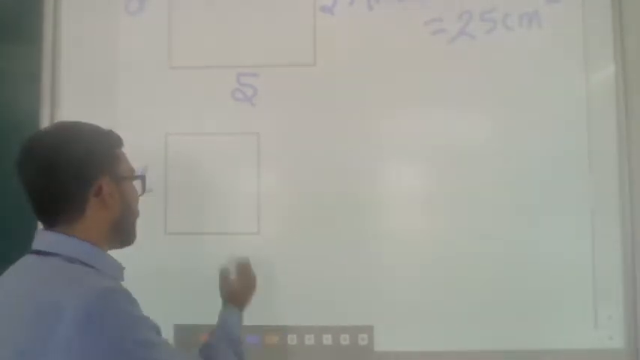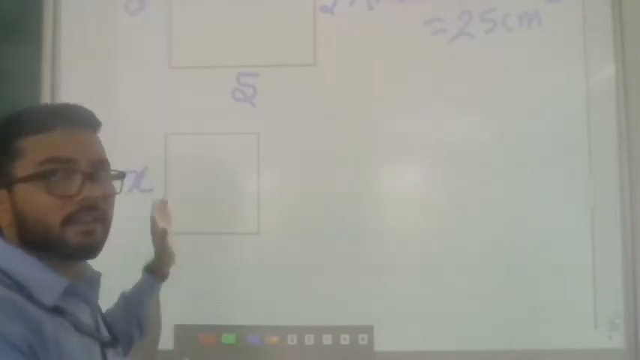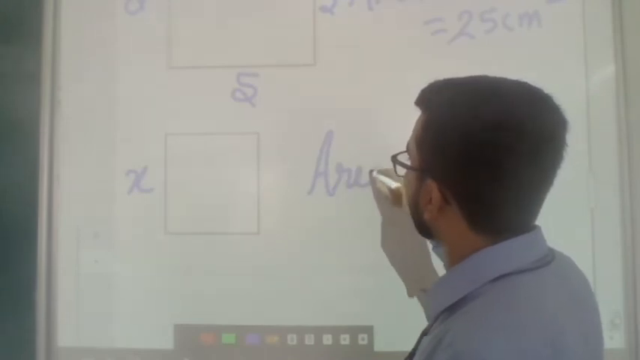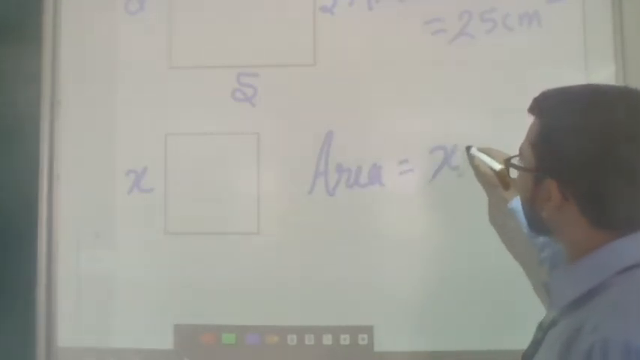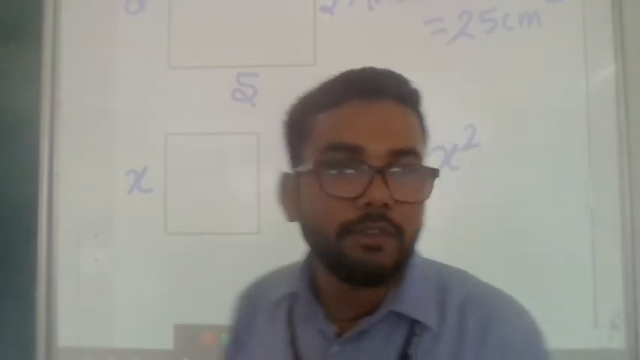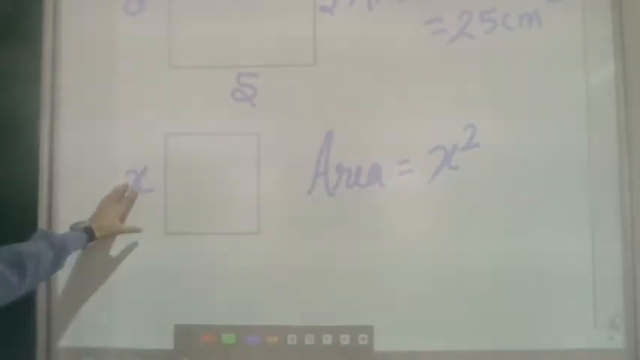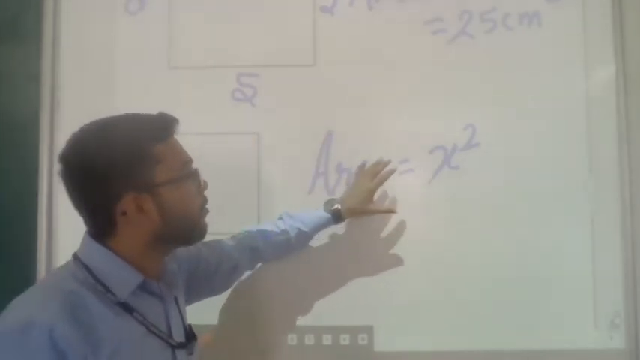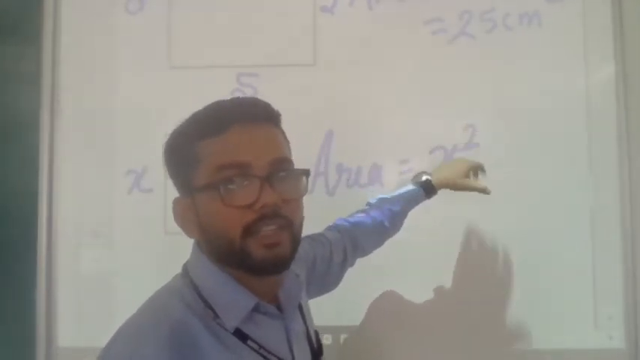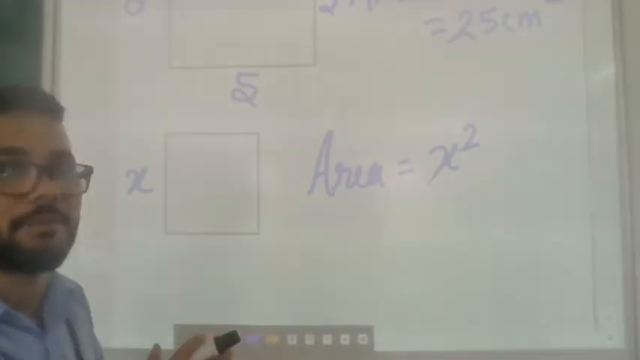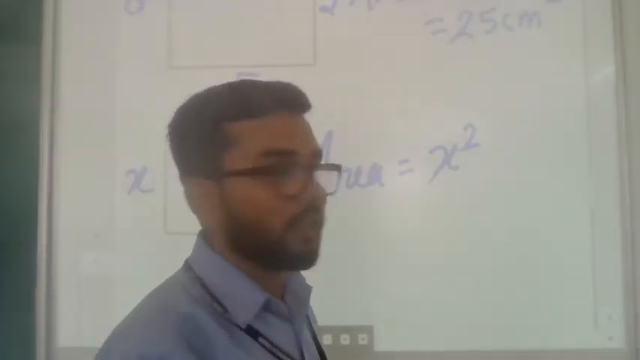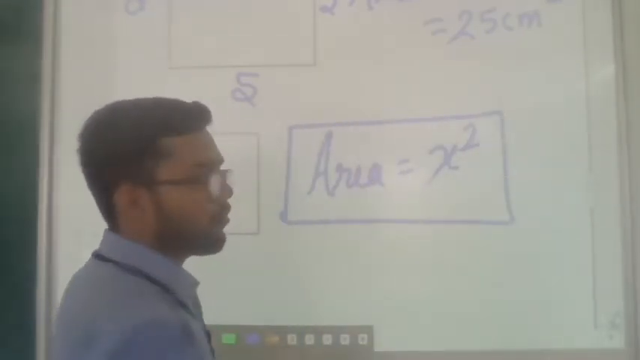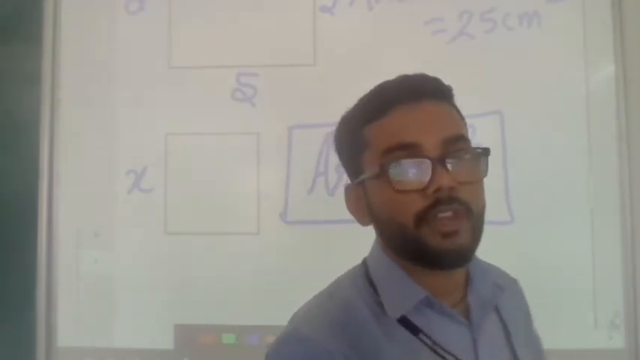Okay, so x is the side of the square, that's why the area of the square becomes side into side, that is x square. So what we did, we just wrote this, means the area of a square, in the form of a variable, because we all know that the value of a variable is changed as per the expression or equation. So we will write it in the form of a variable.